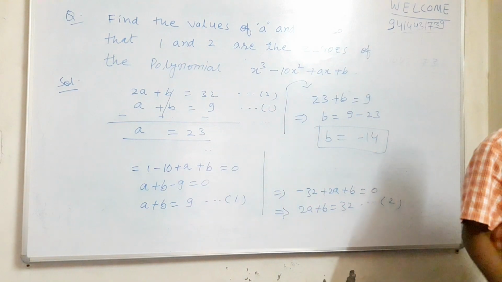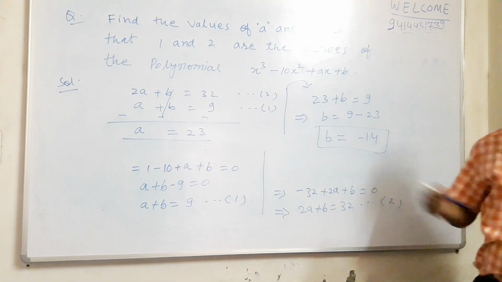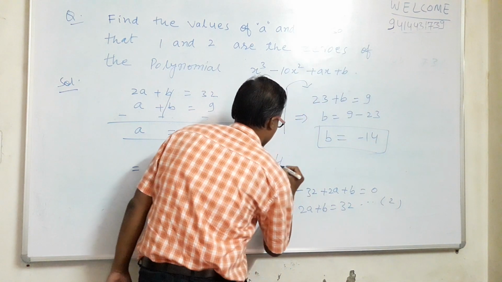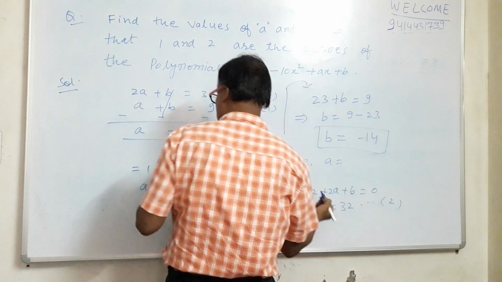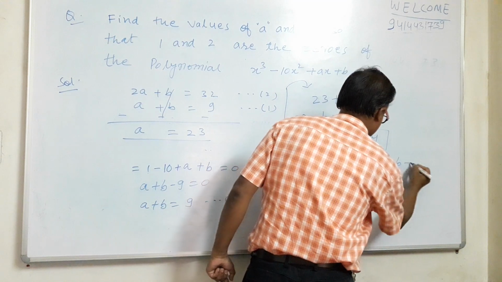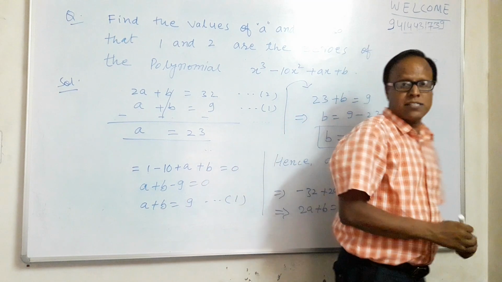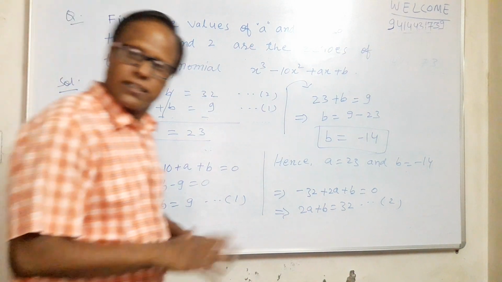Minus 14, right. So hence, after this write the answer: hence a is equal to 23 and b is equal to minus 14.